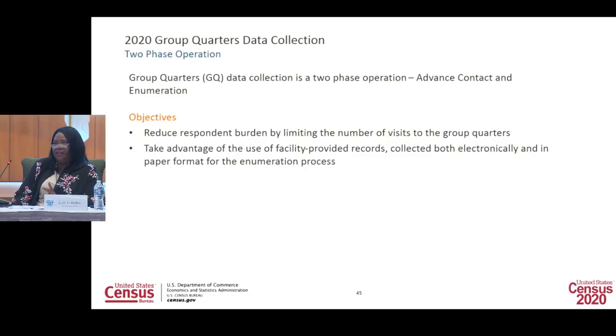And then another objective is to take advantage of facility-provided records, and these are records provided both in electronic format and in paper format. So for 2018 and 2020, we're introducing something different. It's the electronic data response, which is an e-response option, and I'll get into that a little bit more, but this is a good option for those administrators who really don't want to be bothered and are really concerned about the privacy, and they can upload the data onto a secure server.